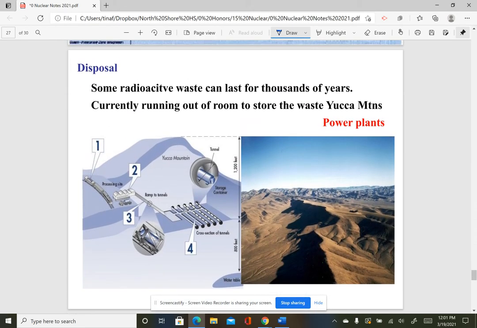All right. And this is a picture of that when we talked about fission and how its radioactive waste needed a place to be stored. So this is where we take that radioactive waste and we bury it in this mountain. So that's just pretty cool to see.